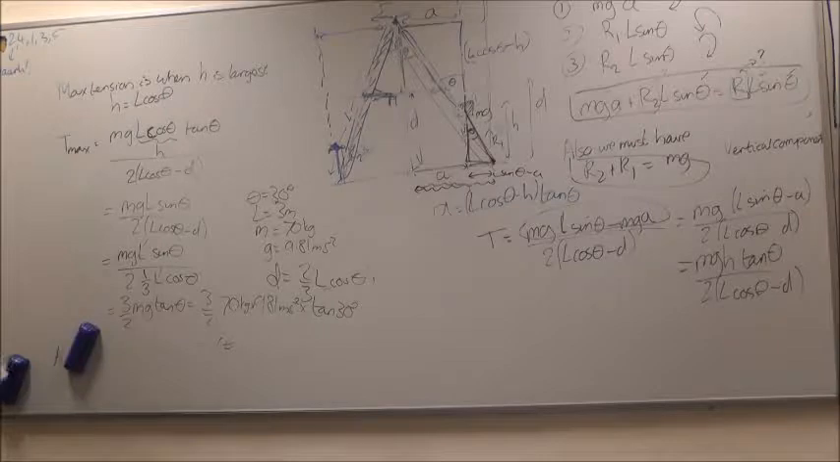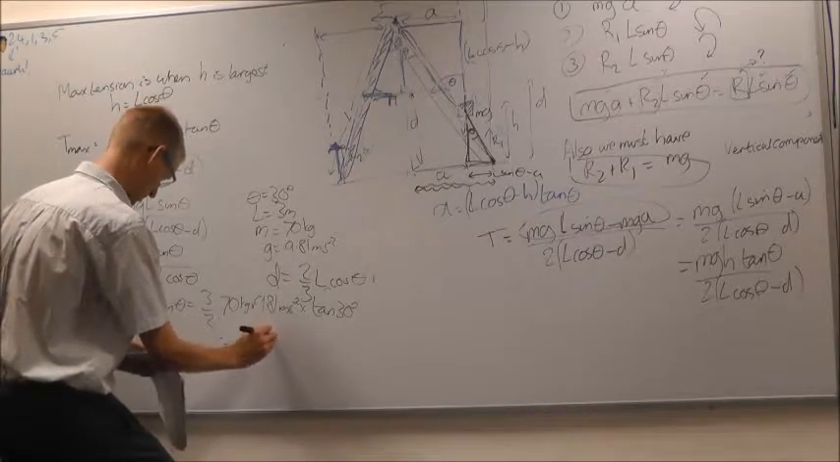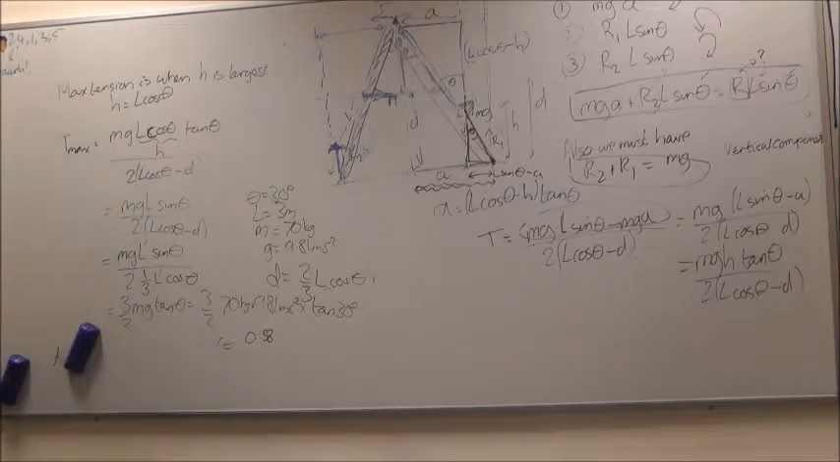So 3 divided by 2 times 70 times 9.81 times tan 30. Make sure my calculator's in degrees mode. It is 0.58. That doesn't sound like a big tension. What have I done wrong? That's clearly not 0.58, is it?